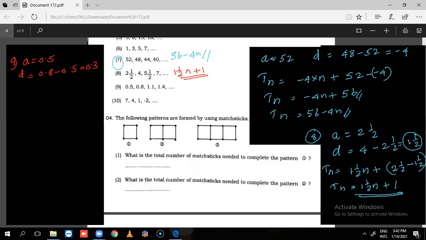Then we can write Tn equals, the general term, common difference into n, right? 0.3 into n plus first term 0.5 minus 0.3. Then you can write here Tn equals 0.3n plus 0.5 minus 0.3, that is 0.2. This is the answer.